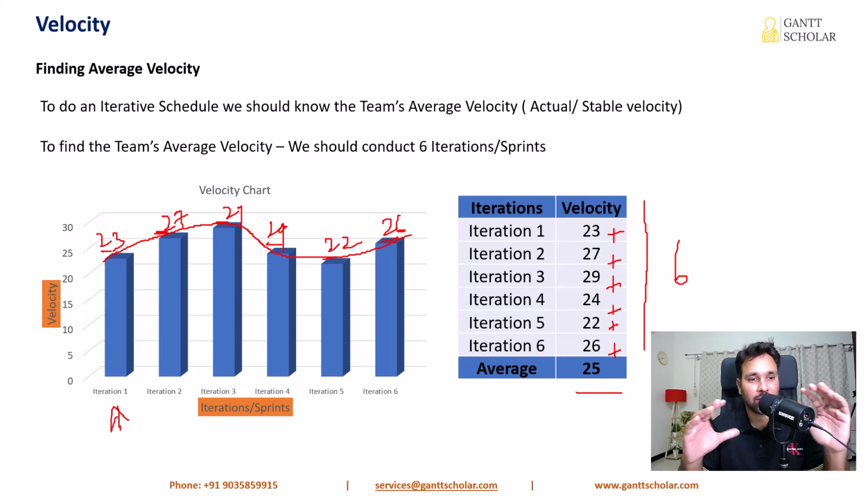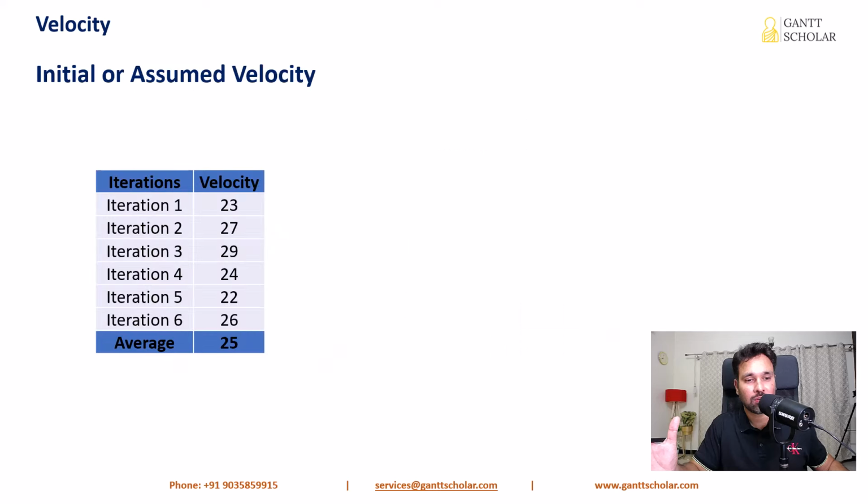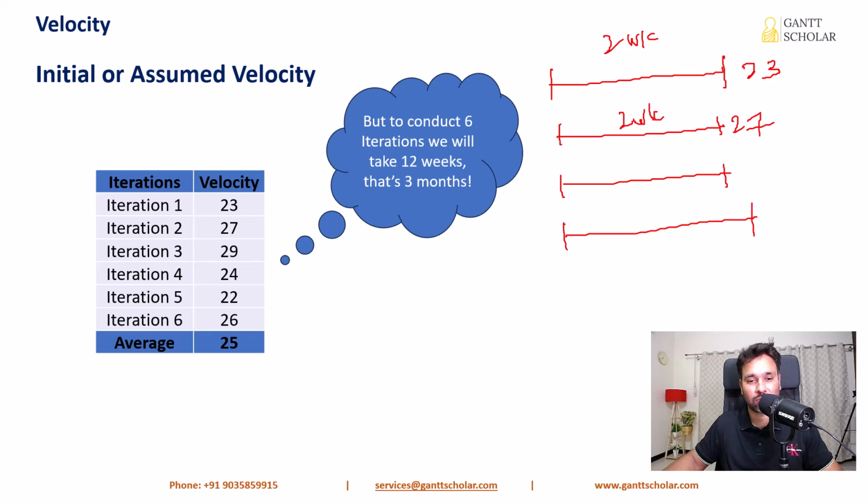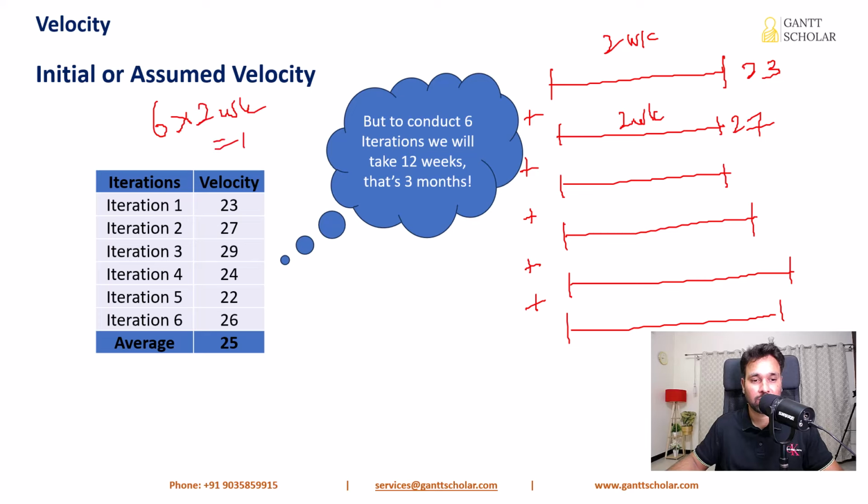Now, to get each iteration's velocity, we need to run an iteration. We know this. And let's say you're going with 2 week iterations. This means to complete 6 iterations, you would need roughly 12 weeks. Do you agree? So let's say you're running iterations of 2 weeks duration, and the first iteration's velocity is 23. The second iteration's velocity is 27. Third is 29. Fourth is 24. Fifth is 22. Sixth is 26, and so on. Each iteration is going to take 2 weeks. Now, if you add up the durations, it's 6 times 2 weeks. That will be 12 weeks duration, isn't it?